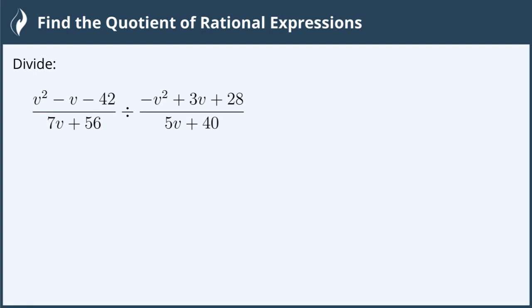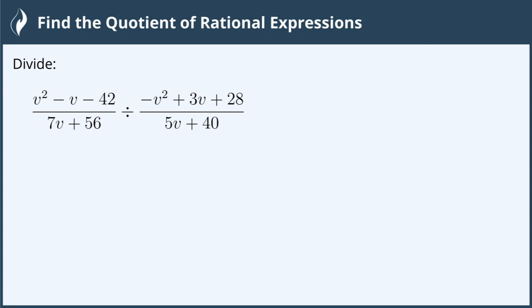In this problem, we want to divide two rational expressions, which is called finding the quotient of the expressions. So to do that, it helps to start by rewriting this in terms of a multiplication problem. Just like when we're dividing regular fractions, you're going to multiply by the reciprocal.